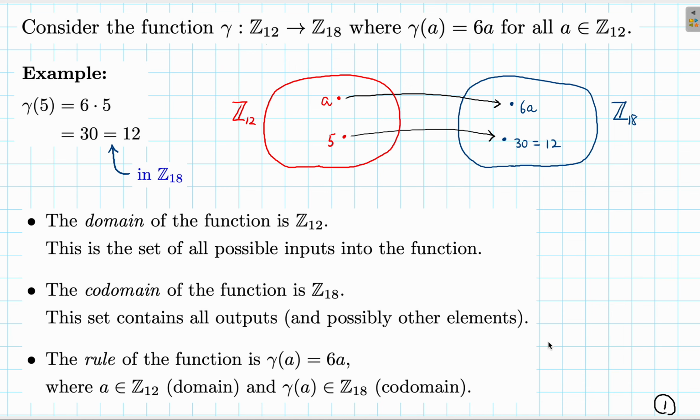And then the rule of our function is gamma of a equals 6a. Note here that the input a is in the domain Z12, and the output gamma of a is in the codomain Z18.